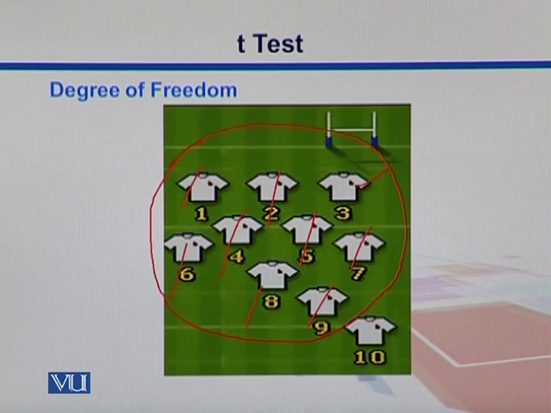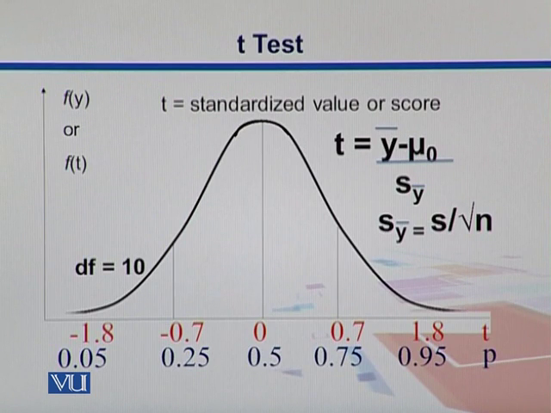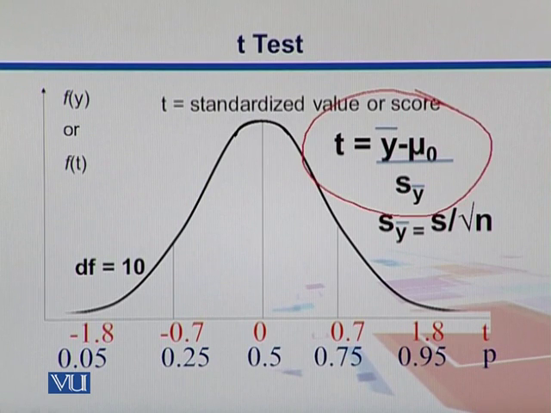So for example, for any sample where we came up with a sample mean, or for any observation y, for a sample mean we can have y bar. We can calculate t as t is equal to y bar minus mu naught, where mu naught is the population mean, divided by s_y bar, where s_y bar is the standard error of the mean. So it's the standard deviation divided by the square root of n.